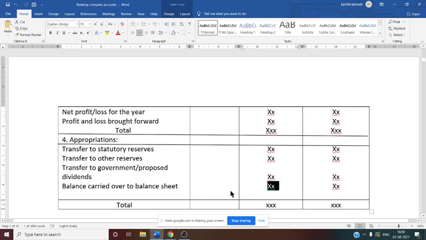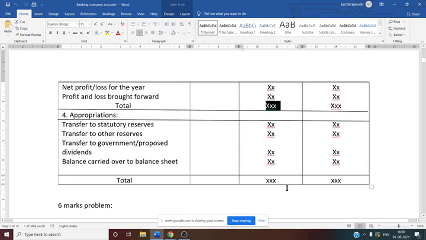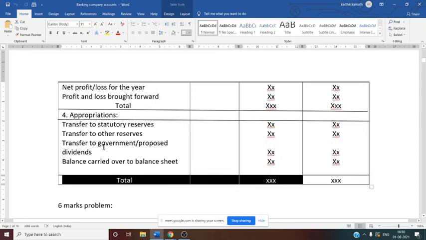Now finally you have to verify. Once you get the balance carried over to balance sheet, you have to verify that the totals are equal. Obviously it will be equal. Why? Because balance carried over to balance sheet is our balancing figure. So the final totals will be equal: the third part total and the fourth part total will be equal.